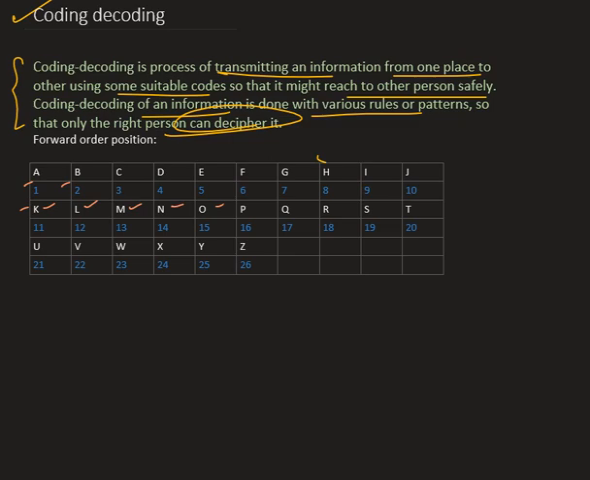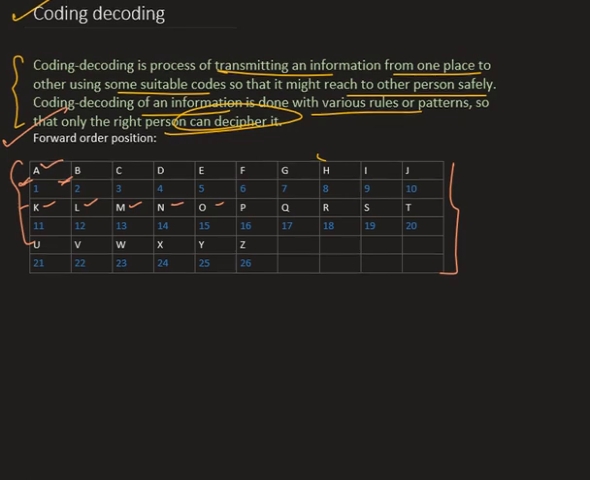Therefore, first we have to remember the forward order position of different alphabets. So you need to remember this table, that is each letter corresponding to their numbers. That is A has 1, B has 2, C has 3, D has 4 and so on until 26. Forward order positions of letters can be remembered in some different ways also.